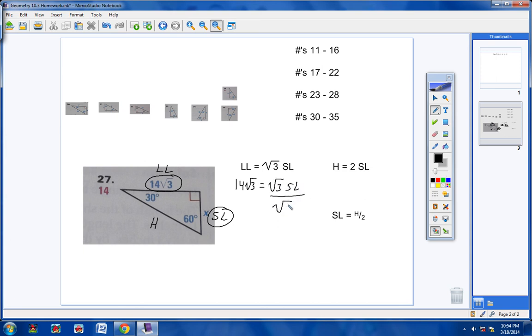So we're going to divide this side by the square root of 3. We're going to divide this side by the square root of 3. These cancel, leaving you with SL. And over here, notice your square root of 3's will cancel, simply leaving you with 14. That's easy enough. So no calculator is needed on this problem, okay? So the shorter leg equals, as you can see right here, the shorter leg equals 14.